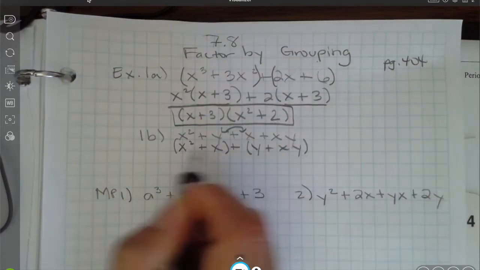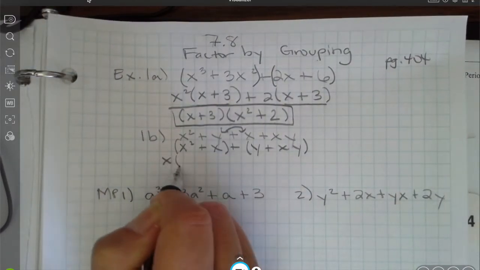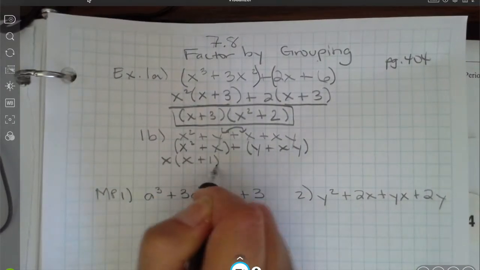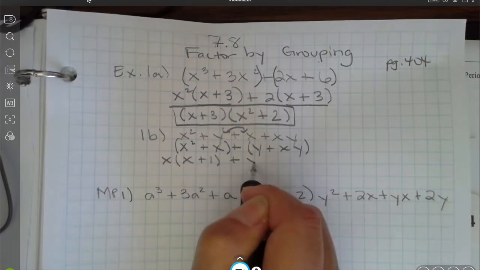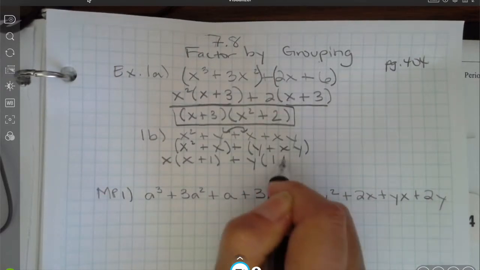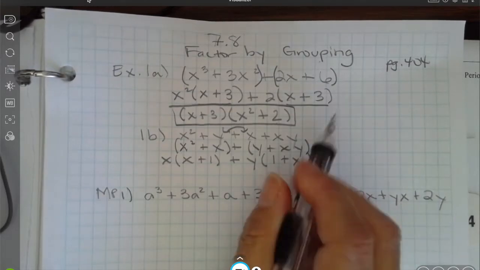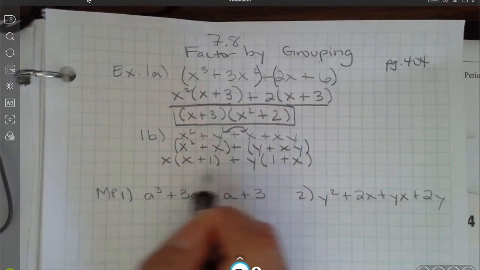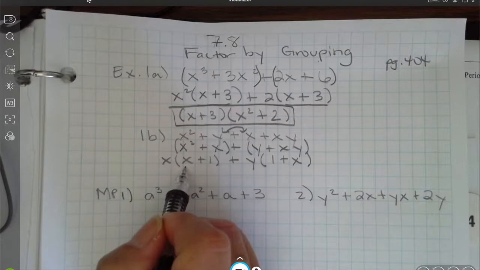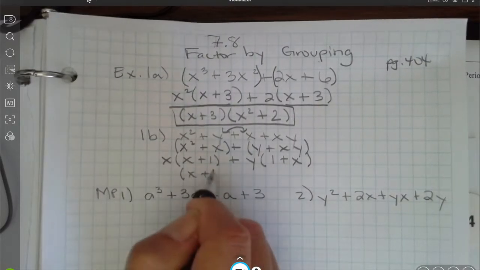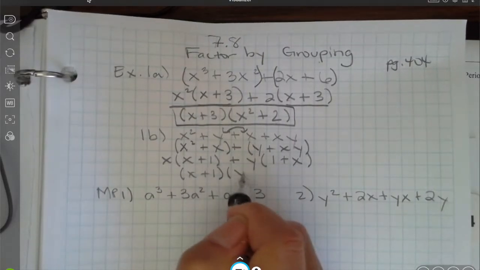Common factor here is x. What's left is x plus 1. Common factor here is y. What's left is 1 plus x. And I know because of the commutative property, I can move that around. So I'm now going to factor out the common binomial here, which is x plus 1. And I'm going to write down what's left, which is x plus y.